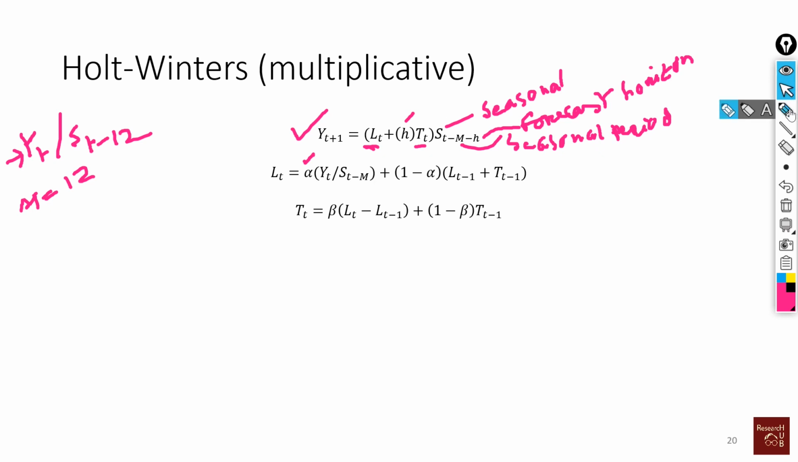Now let's have a look at T_t, that is the trend value. Here we have this beta parameter, and here we have L_t, the level value at time t, minus the previous time's level value, plus (1 minus beta) times the previous time's trend value.